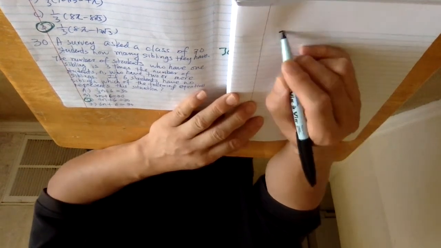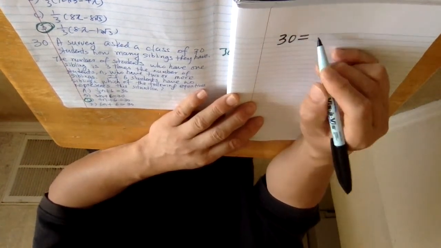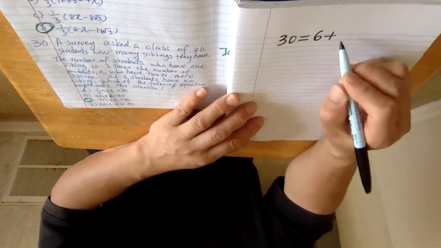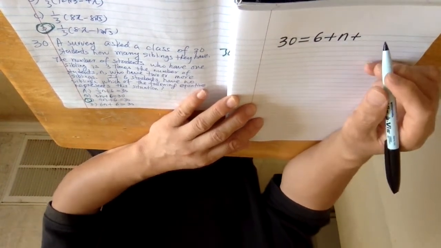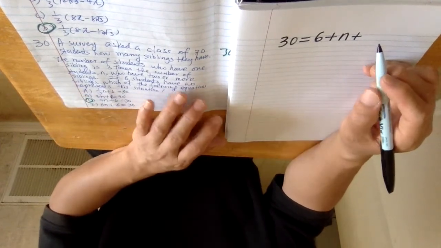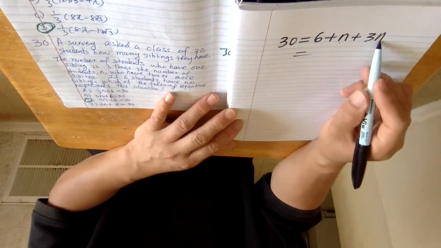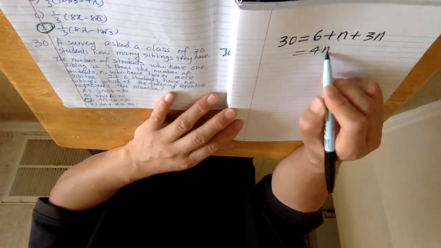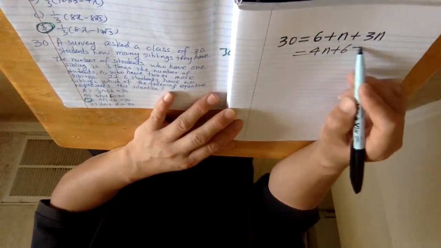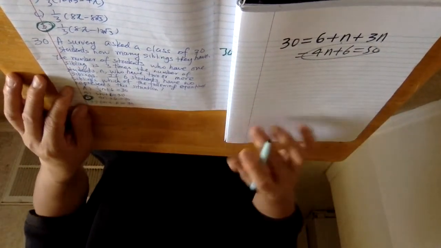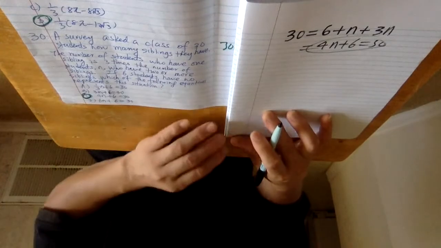So we have 30 students altogether, and 6 have no siblings. And then we have n, the number of students who have 2 or more. Then the rest have one sibling, which will be 3 times n. So it will be n plus 3n, which is 4n, plus 6 equals 30. So that's the answer. It's going to be C, 4n plus 6 equals 30.